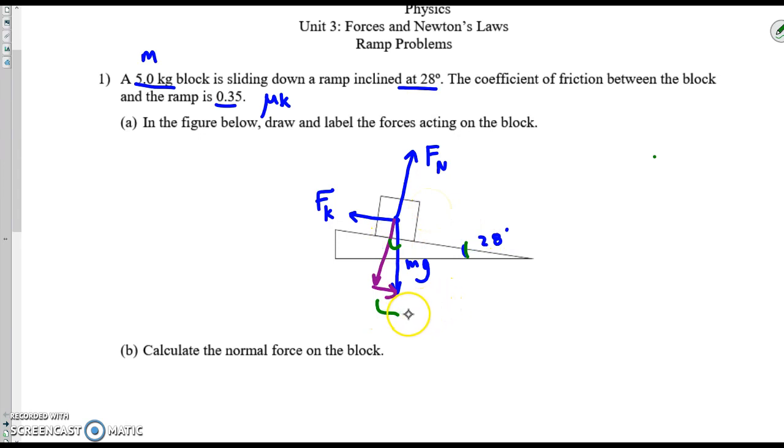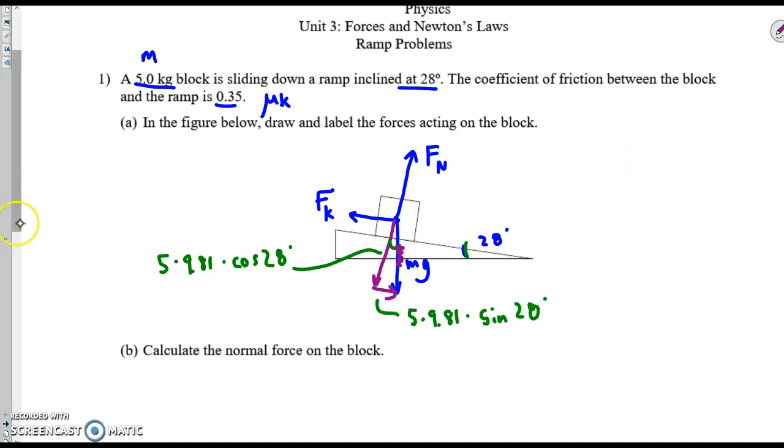So here, that's m times g times sine of 28, because this tilted x component is opposite the angle. For the y, I have m is 5 kilograms, g is 9.81, times cosine 28, because this tilted y component is adjacent to the angle, it forms the angle. Because I've drawn mg through its components, I can ignore mg itself. I've represented it already through the components.